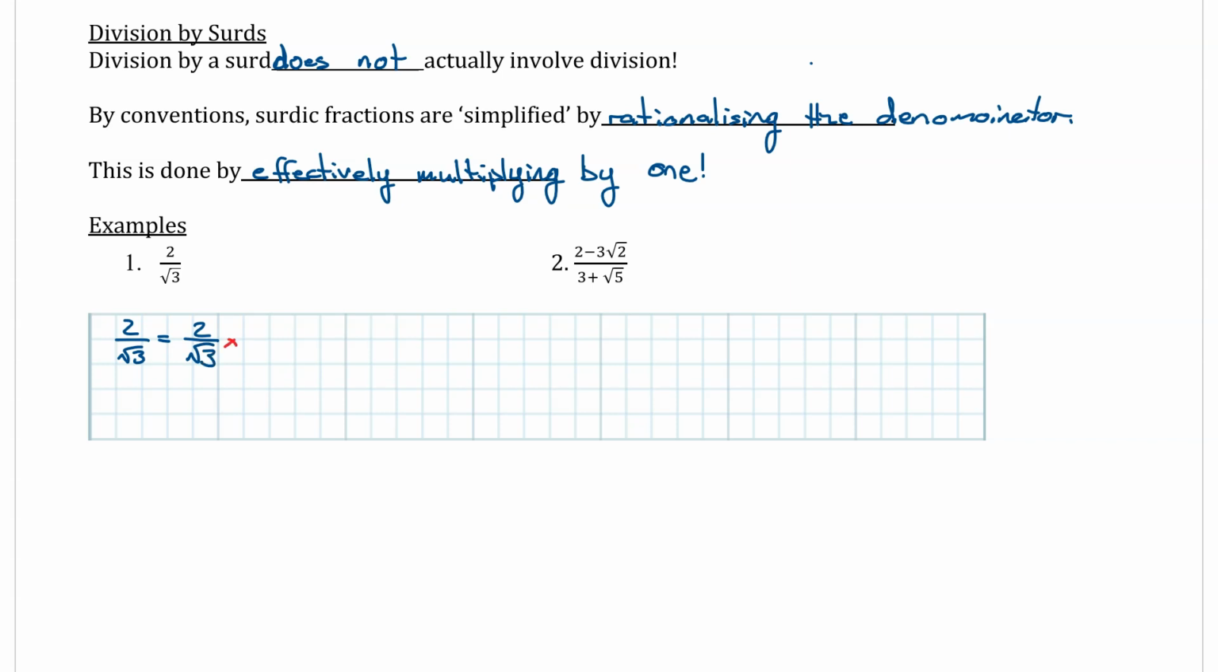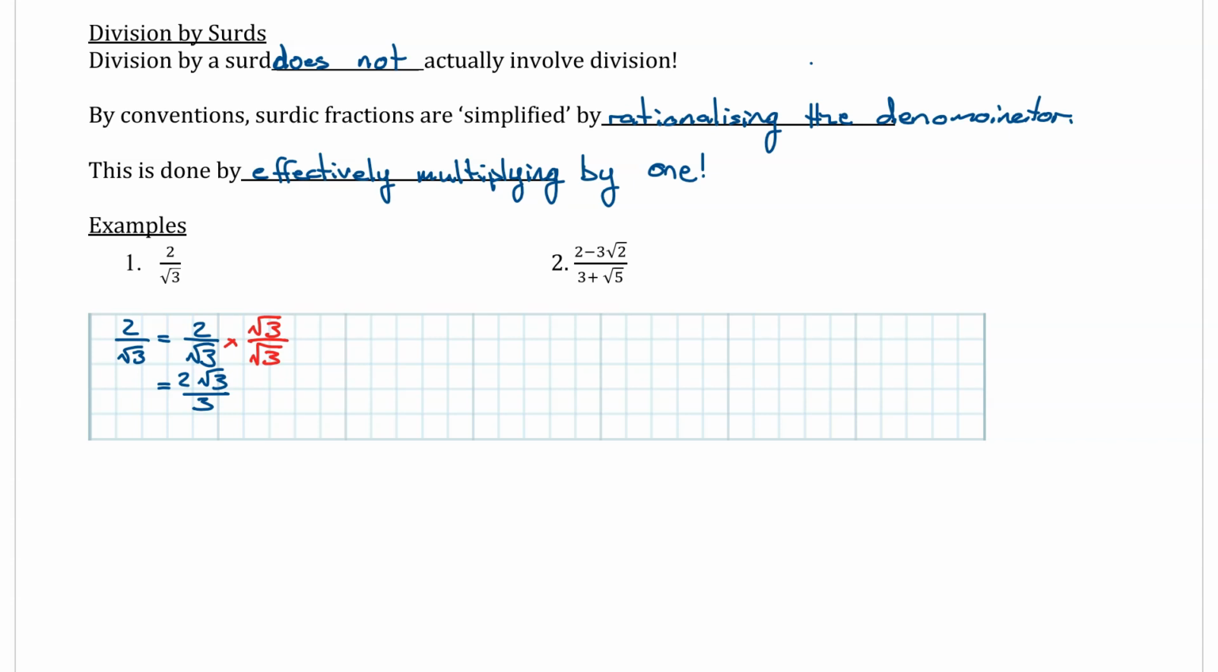So we're going to go 2 over root 3, and we're going to multiply both upstairs and downstairs by root 3. So root 3 over root 3, that would be 1. So we're not actually changing the value here. Rather, we're just changing the form. So root 3 times root 3, that's going to be 3. And then upstairs in the numerator, we've got 2 root 3.